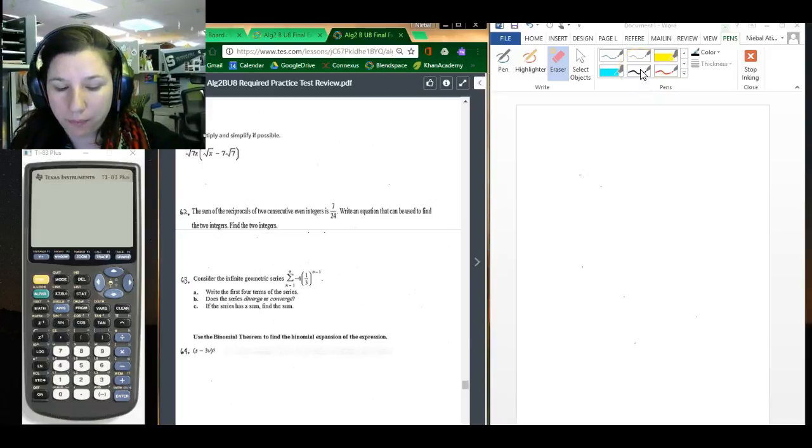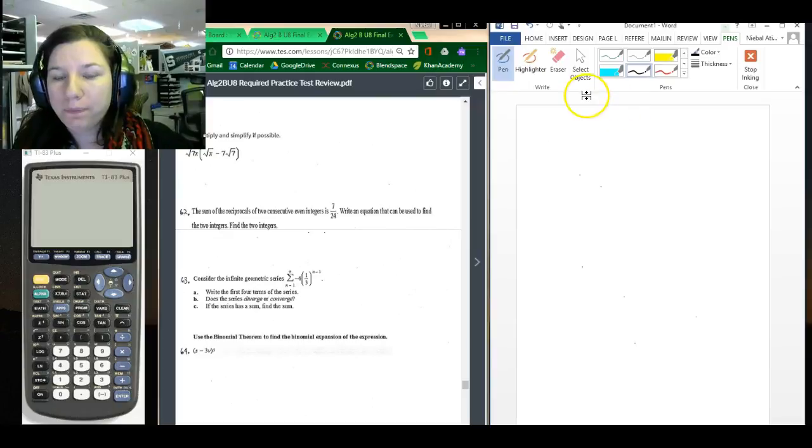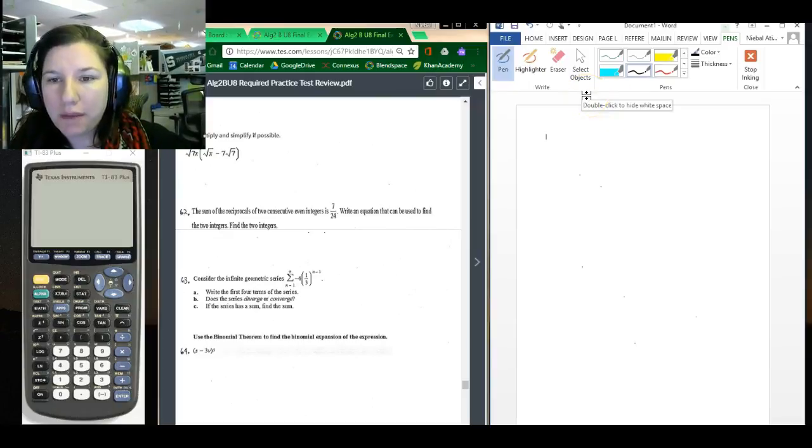Number 62. The sum of the reciprocals of two consecutive even integers is 7 out of 24. Write an equation that can be used to find the two integers, and then they want you to find those integers as well. So we have to break apart that first sentence. They're giving you the equation, you just have to know how to translate it.